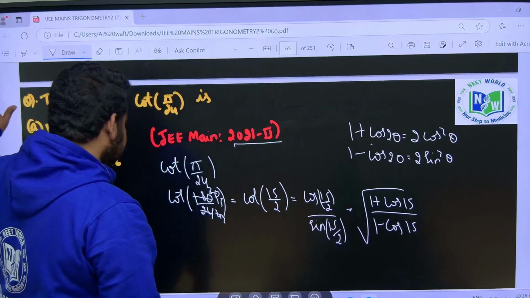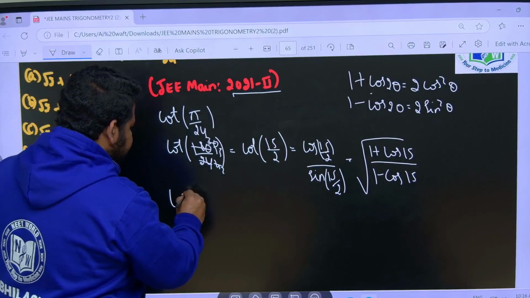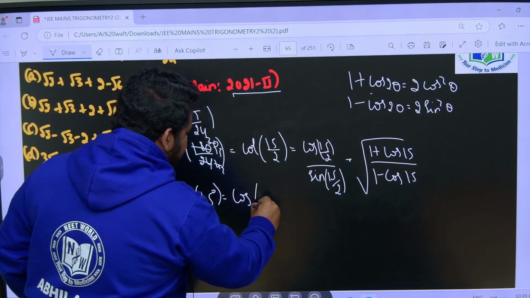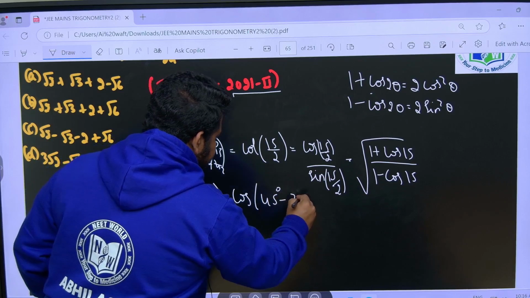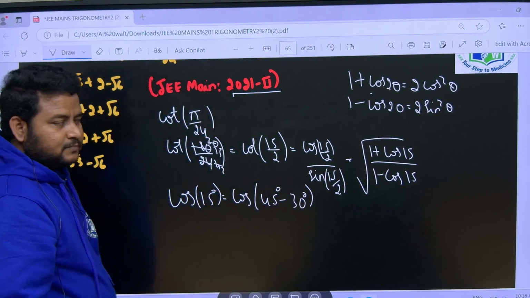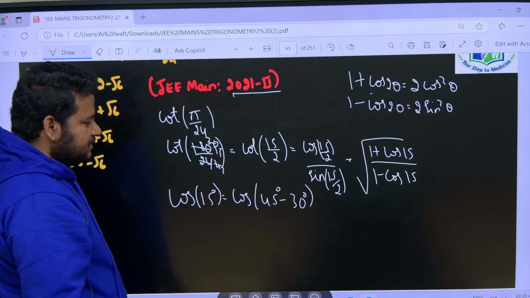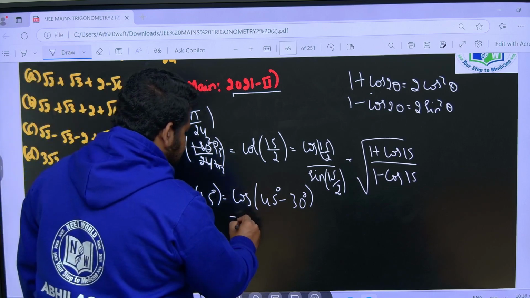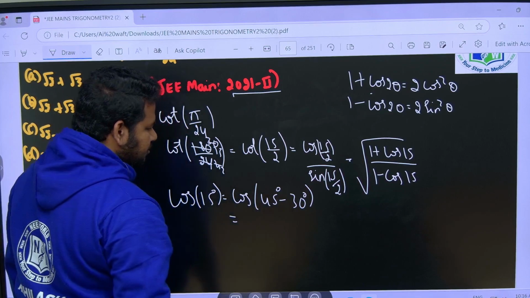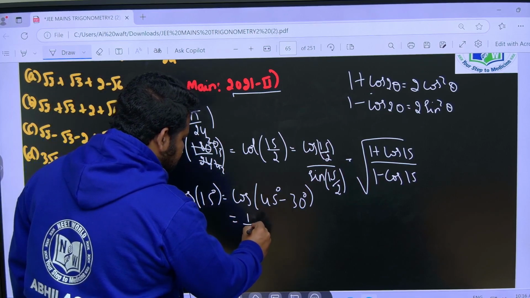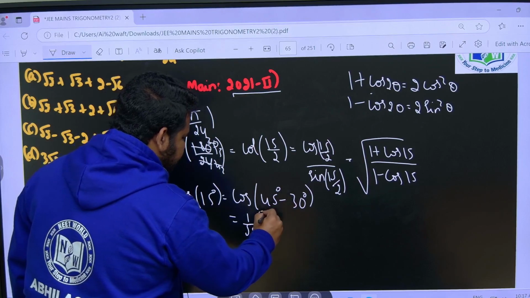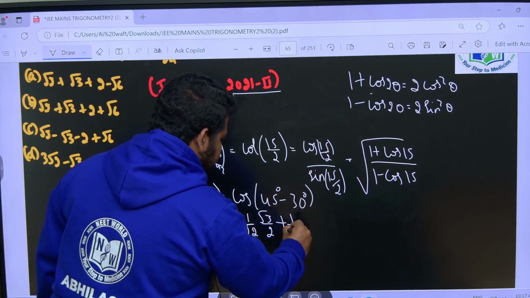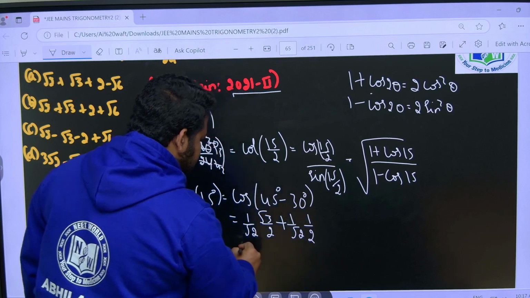See, cos 15 we can derive. I can write cos 15 degree as cos of 45 minus 30 degree. Cos of A minus B is cos A cos B plus sin A sin B. Cos 45 degree is 1 by root 2, cos 30 is root 3 by 2, plus sin 45 is 1 by root 2, sin 30 is 1 by 2. So this will be equal to what?